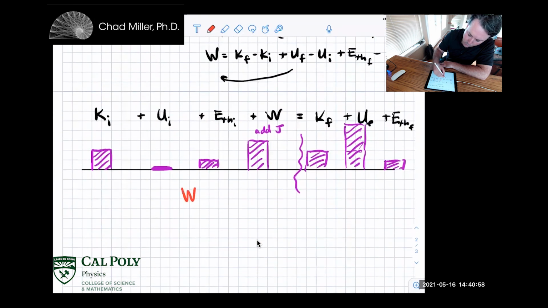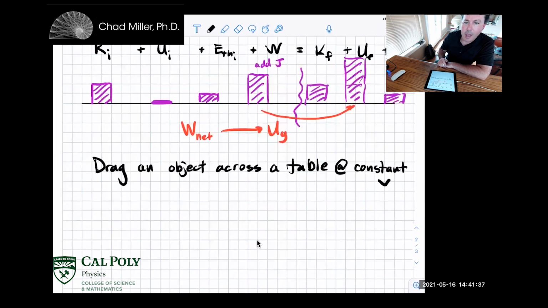Overall, the work done, and let's say this is the net work done, this could be the work done by all the forces, is going into gravitational potential energy. Now let's drag an object across a table at constant speed.